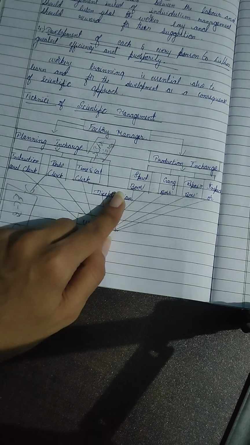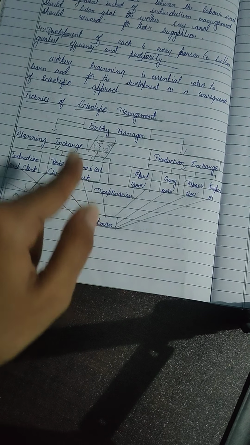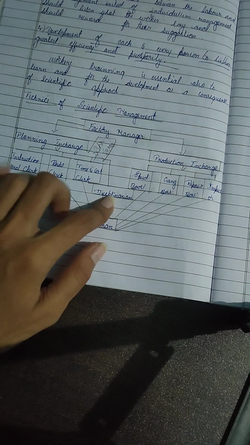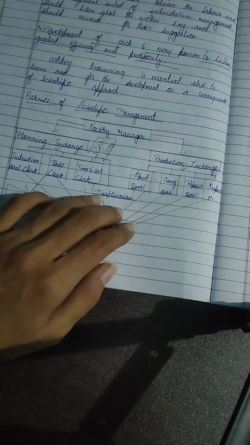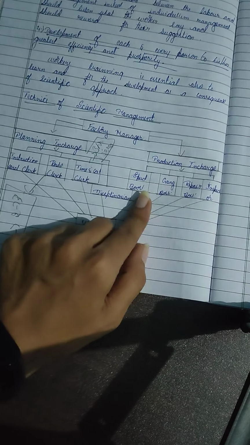So the disciplinarian sees whether all these three things are going in the same manner or whether there are any variations, that will be seen by the disciplinarian. So this is the in-charge of the planning commission. So next comes the speed boss.